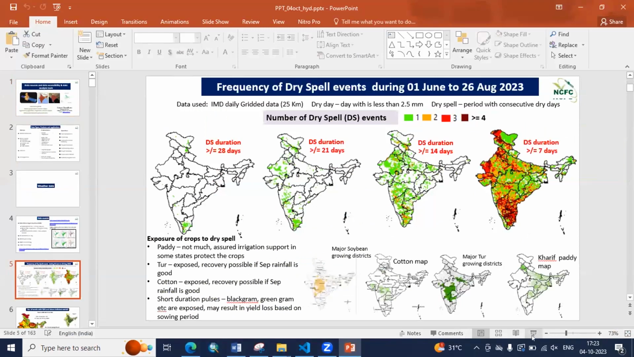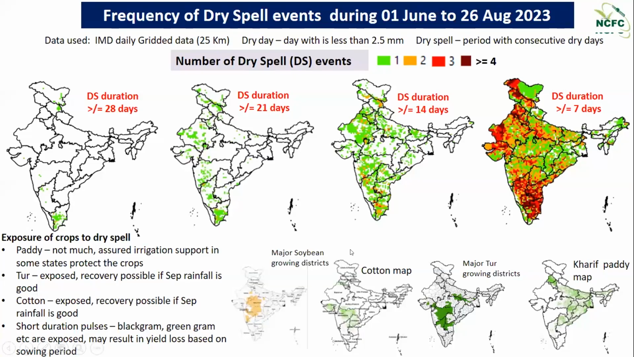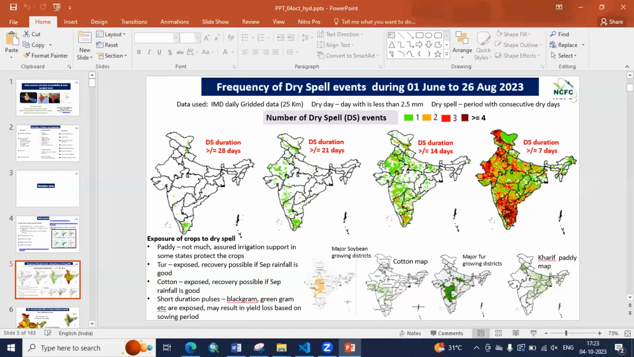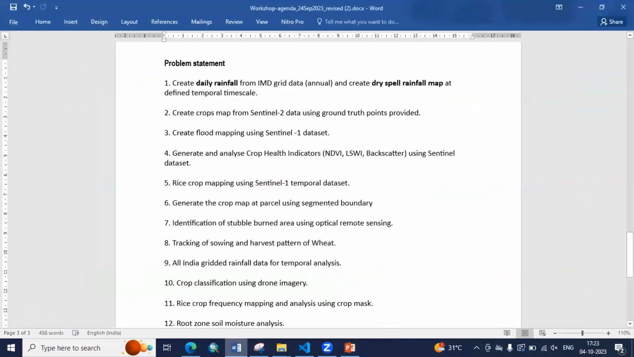What we expect is that you generate these kinds of products using the grid data, like dry spells: how many 7-day dry spells have occurred, how many 14-day, how many 21-day. We will upload a CSV file having the latitude and longitude. We are trying to upload it, so by the evening, I think we'll upload. One by one, I'll explain the tasks, and then you can use the link to download the data and try the exercise. So the first one is using IMD.